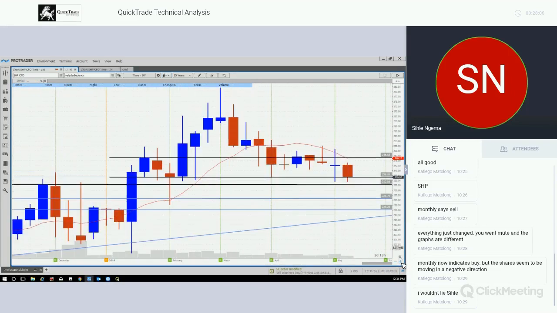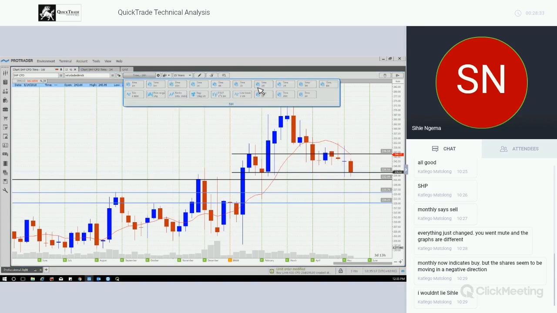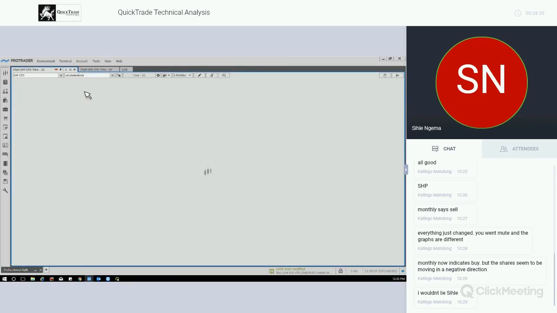Okay, currently on the weekly, it looks like we are trading between 240, let's call it 247, I know that there is 246.58, and 236. We're trading between those two lines, 247 and 236. Let's change to our lower time frame, the daily.